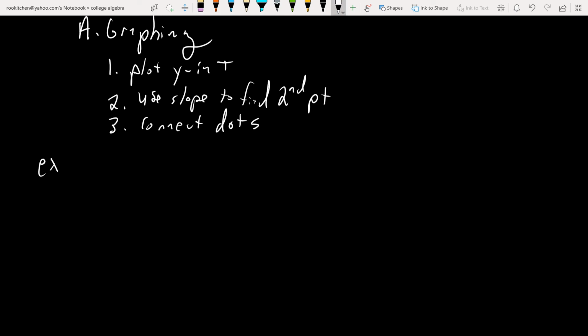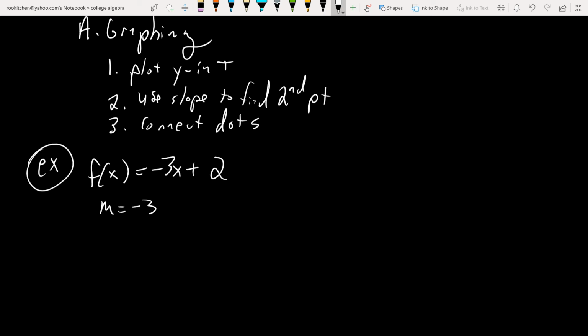Example. f of x equals negative 3x plus 2. So here the slope is negative 3. And if you want, you can rewrite it as a fraction. Just put it over 1. So down 3, right 1. Our y-intercept is going to be at 0, 2.